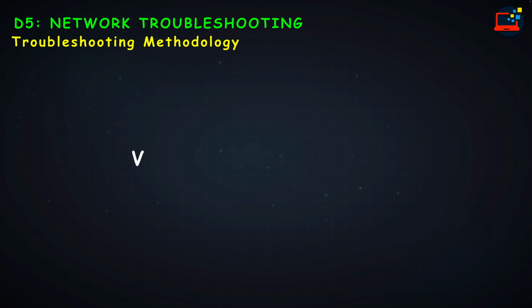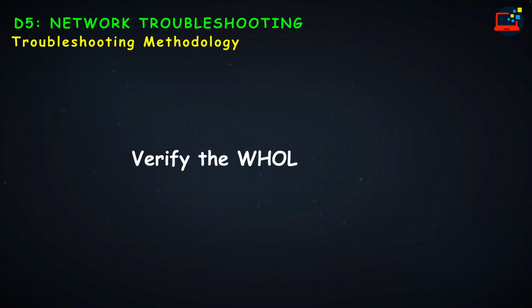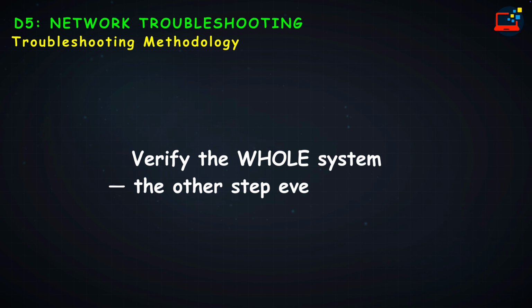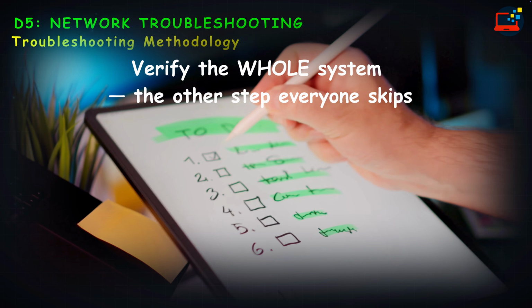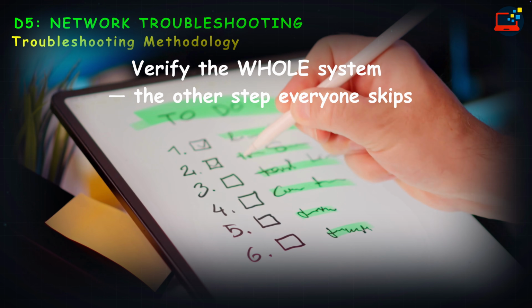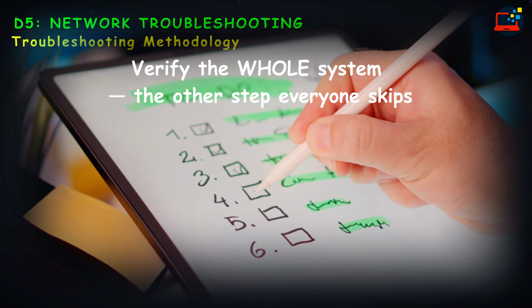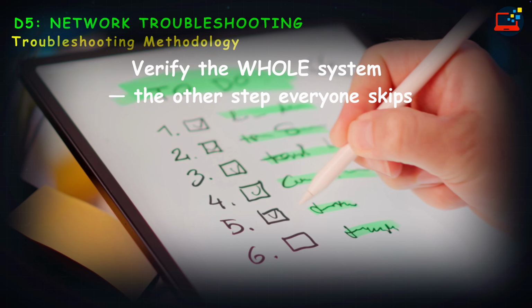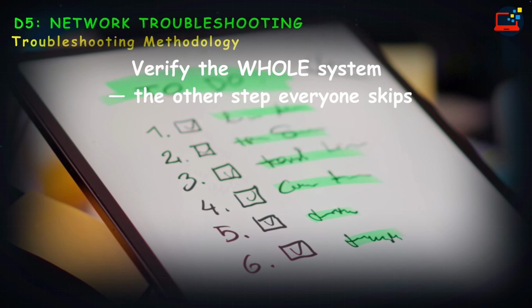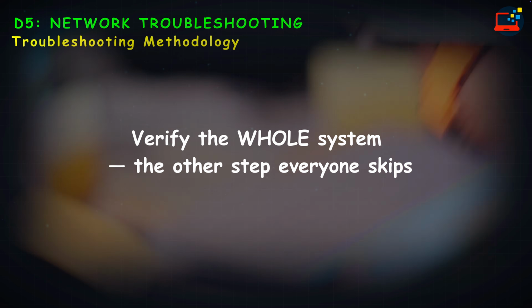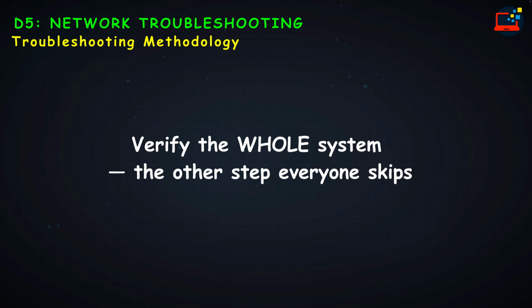Step 6 is verify full system functionality and, where possible, implement preventative measures. This is the other step everyone skips. You don't stop when the symptom disappears. You confirm the entire system works, ideally with the same user who reported the problem. And then you put measures in place so it doesn't happen again. Don't just stop the bleeding. Make sure the patient can walk out the door.